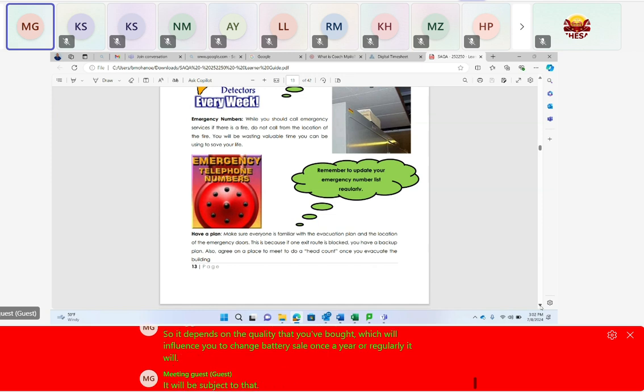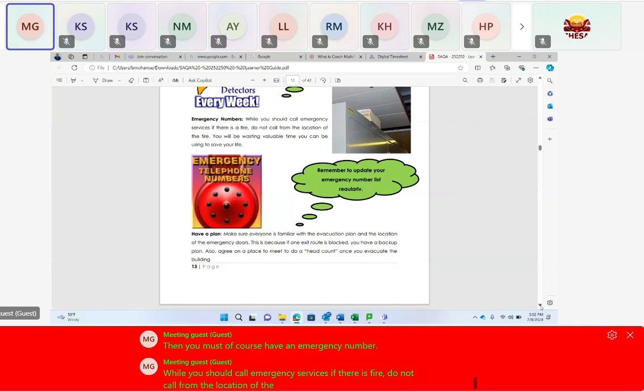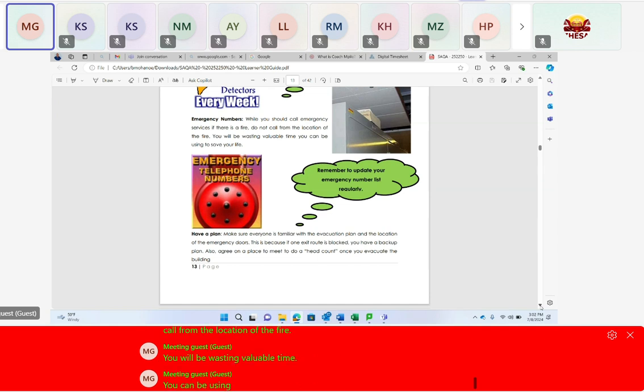Then you must, of course, have an emergency number. While you should call emergency services if there is a fire, do not call from the location of the fire. You will be wasting valuable time you can be using to save your life.